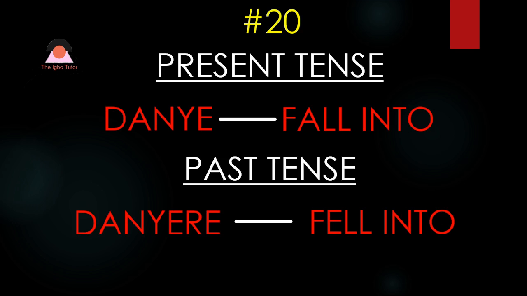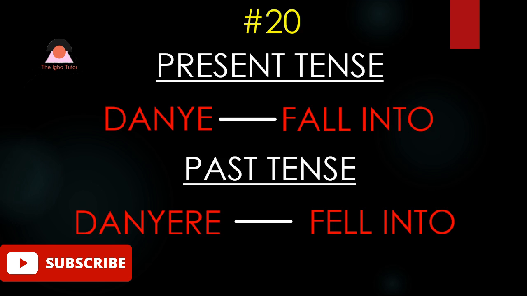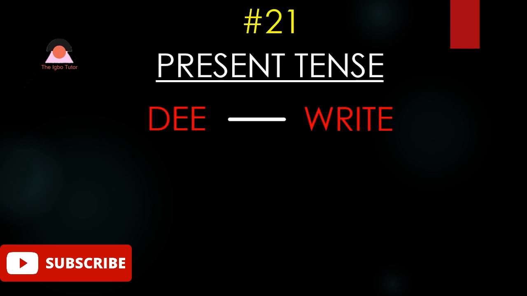Daniere. If you observe the trend, you will see that the past tense tone is always going low, especially towards the end of the word. The tone goes low. Daniere. Okay? Fell into. Move on to 21.